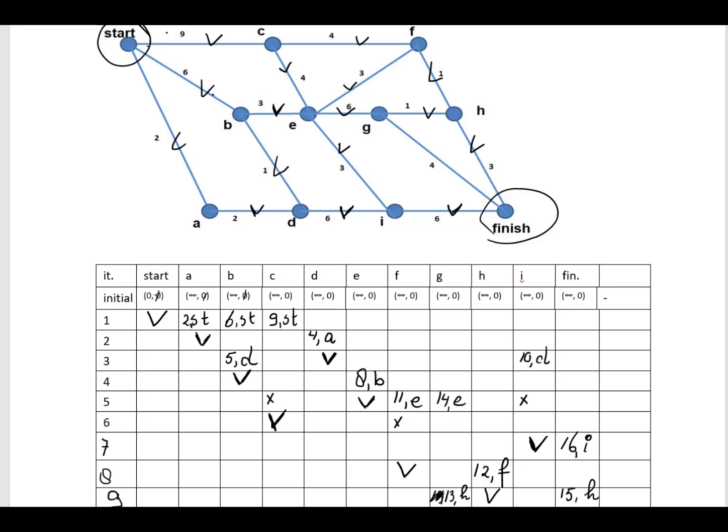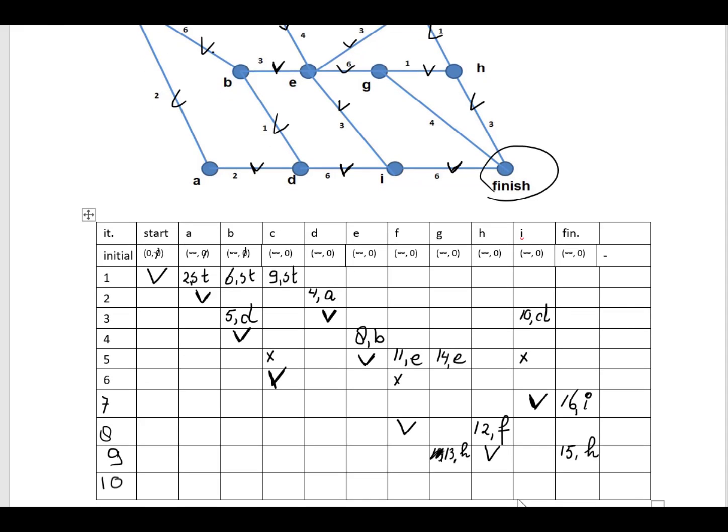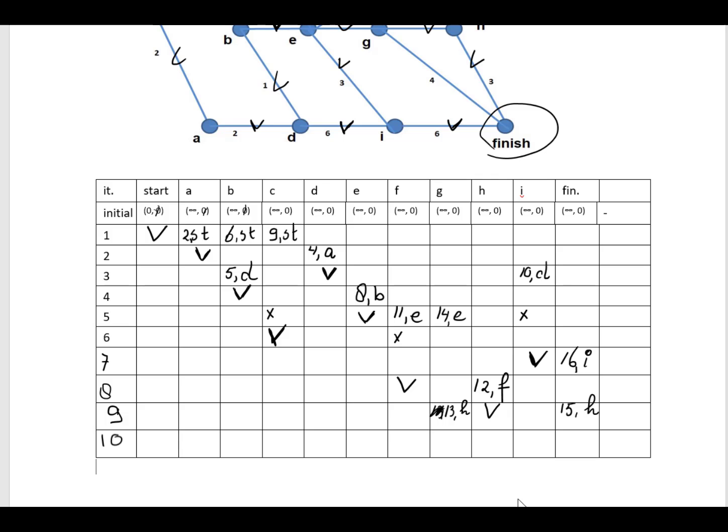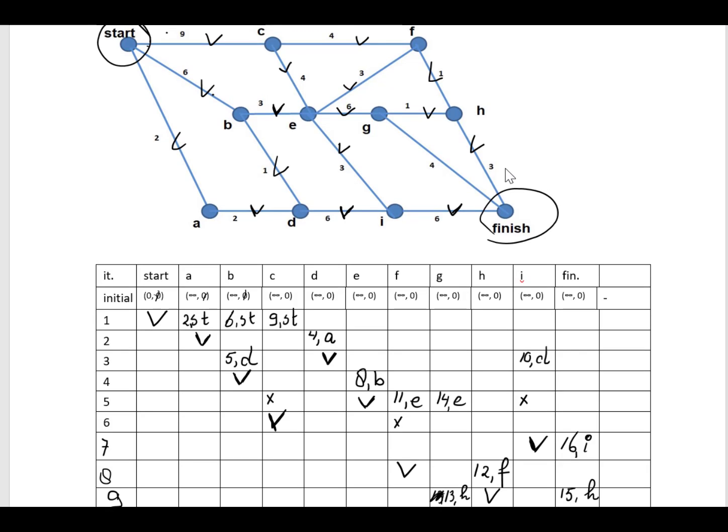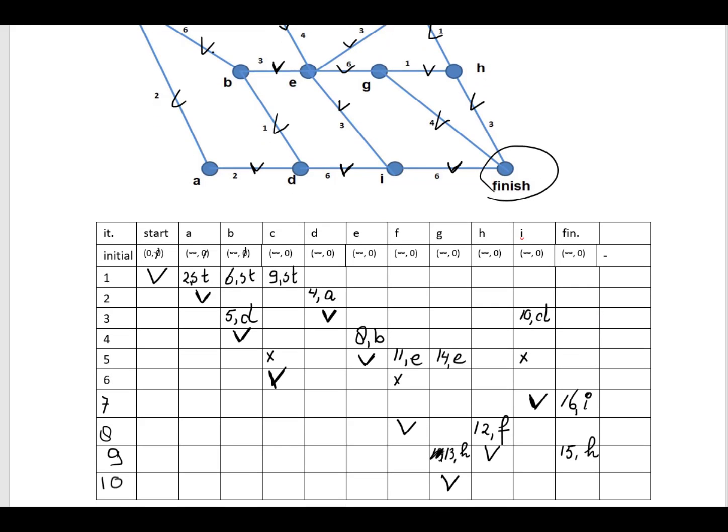Then we still need to consider, well, only one left. This 13 one. And all the others are looked at, so that's G. And from G we can go with 4 to the finish. That's a larger one, so we don't need to consider it. So the path we found is length 15.